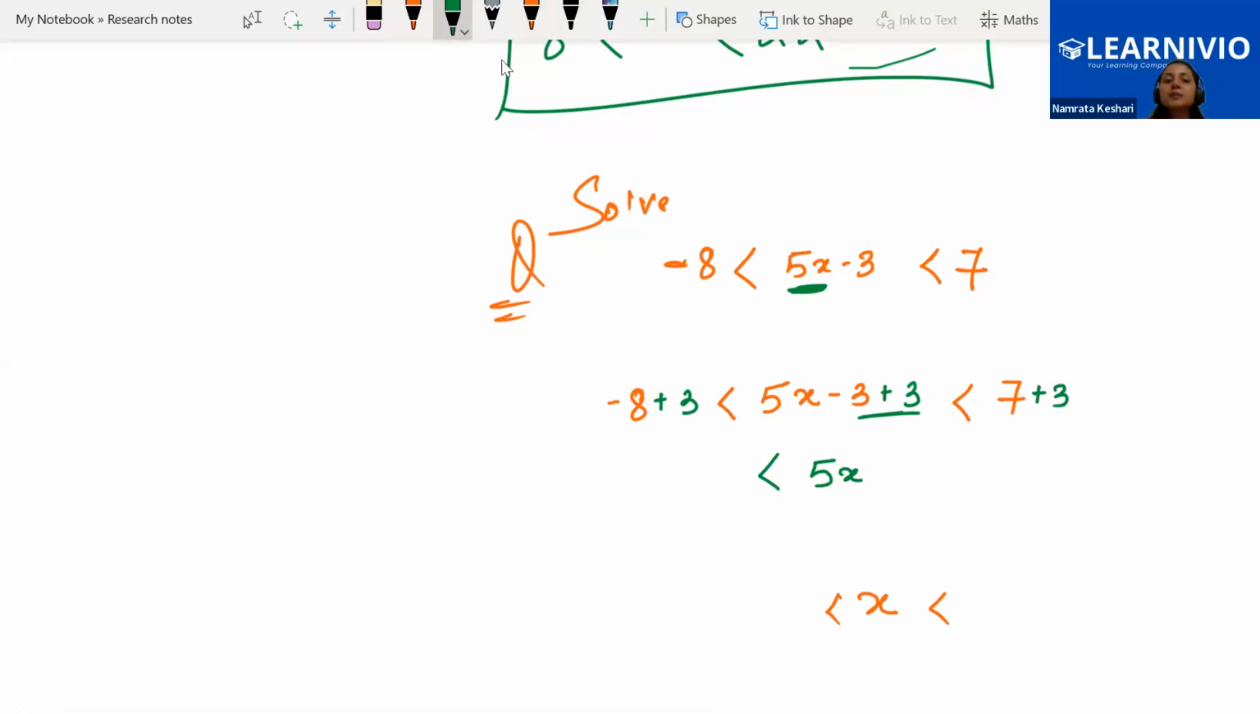Can you tell me, minus 8 plus 3 is what? I will not write until you respond. Plus 5 or minus 5? Exactly, it will be minus 5. Seven plus 3 is what?